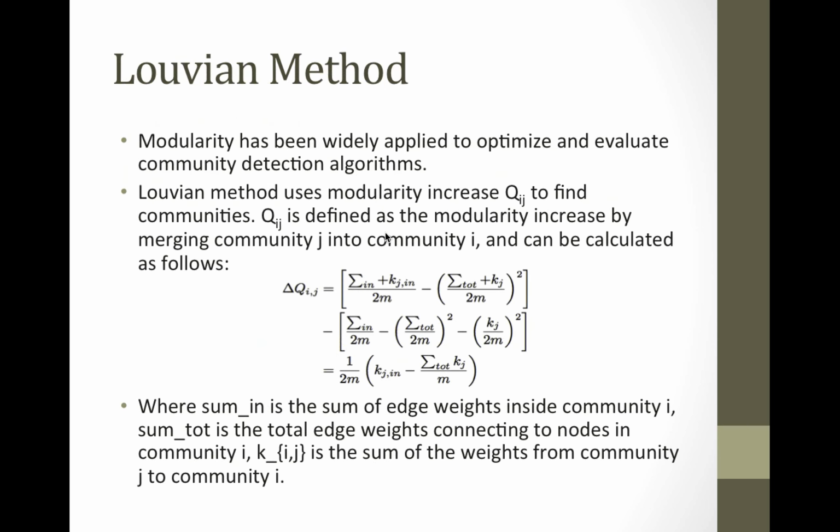So next is the Louvain method. The Louvain method is a modularity optimization method and is widely applied in community detection. It was defined as follows. In this algorithm, sigma in is the sum of edge weights inside community i. Sigma total is the total edge weights connecting to nodes in community i. And k_i,in is the sum of weights from node i to community j.